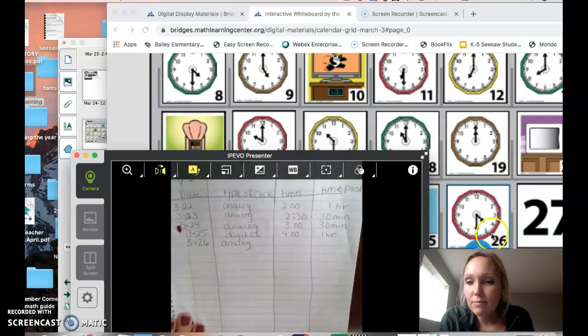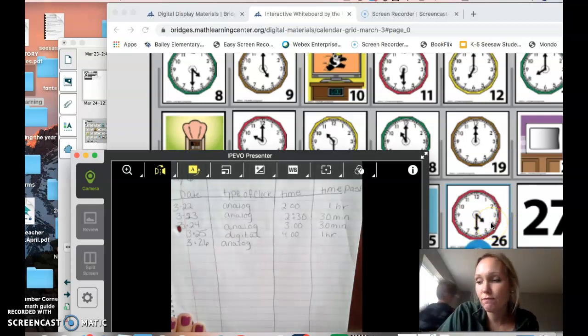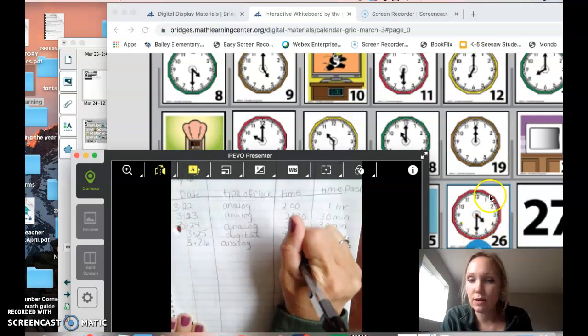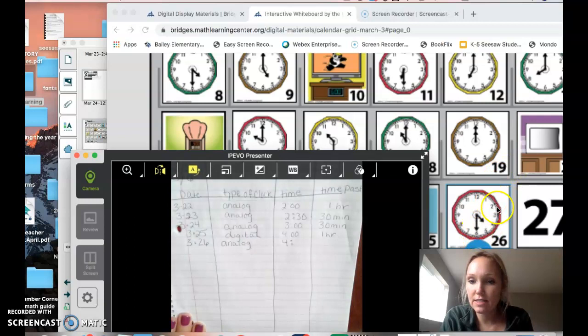Looking at the time, it is showing right now that it is not quite 5 o'clock. The hour hand is in between the 4 and the 5, so we still have to say it's 4. And the minute hand is pointing at the 6. So I'm going to count by 5s: 5, 10, 15, 20, 25, 30. So we would say it's 4:30.